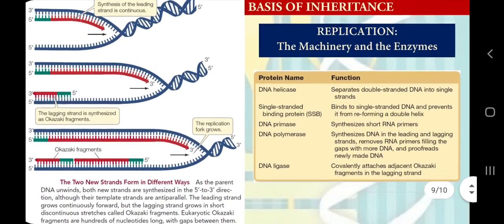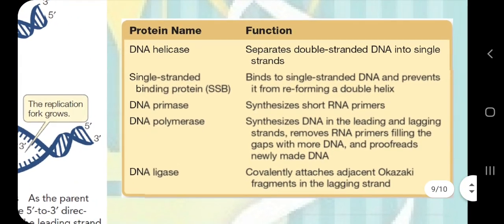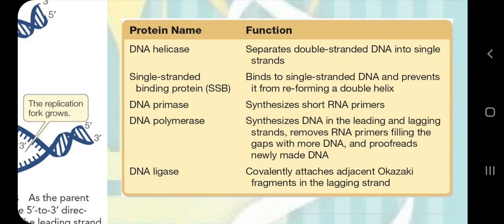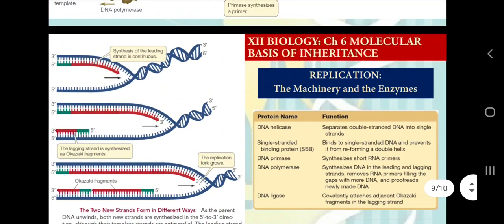Let me briefly introduce the functions. The first one, DNA helicase, separates double stranded DNA into single strands. Next, single stranded binding proteins bind to single stranded DNA and prevent it from reforming a double helix. DNA primase, the third one, synthesizes short RNA primers. DNA polymerase synthesizes DNA in the leading and lagging strands, removes the RNA primers, fills the gaps with more DNA and proofreads newly made DNA. So there are many functions. I have not discussed these, so let me discuss this first.